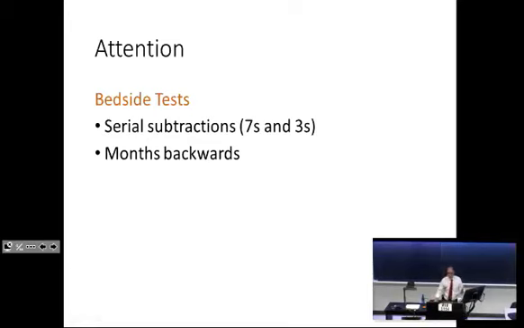And serial 3s is another test that does the same kind of thing. It's just an easier one where you're subtracting 3s. And reciting months of the year backwards, you're taking a task that people can do normally, like recite them forward, but to recite them backwards, you have to do some real focusing. So these are common standard bedside tests of attention. So I want to show you an example.